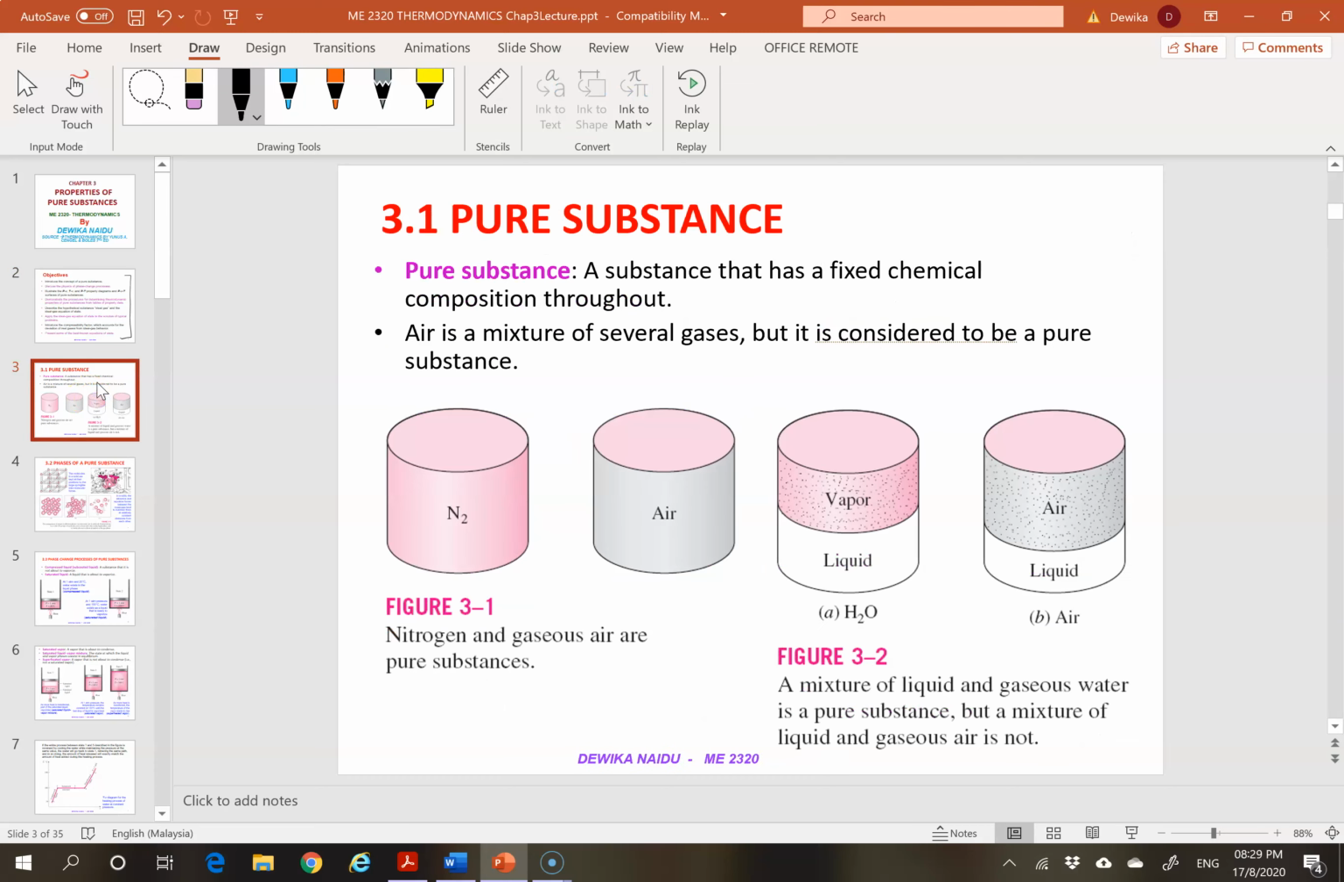Now, pure substance. What's a pure substance? A pure substance has a fixed chemical composition throughout. Okay, example, if it's nitrogen gas, then the whole thing is nitrogen gas. So even if the nitrogen gas is actually in vapor and liquid form, it is still known as a pure substance.